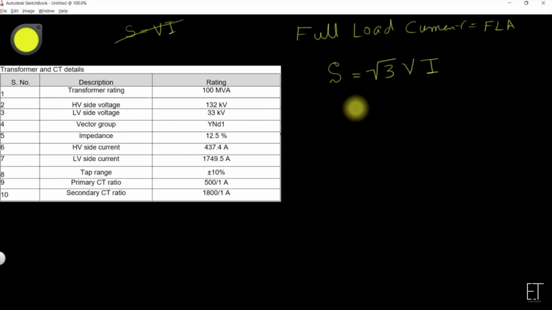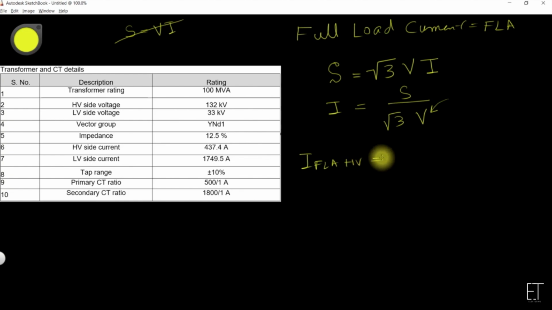So you have to put the values here. In this case, I is equal to S divided by root 3 divided by V. It means you have to divide S by the voltage. If you want to calculate the full load ampere for the HV side, you have to give the HV voltage here. And if you want to calculate the full load ampere for the low voltage side, you just have to put the low voltage here.